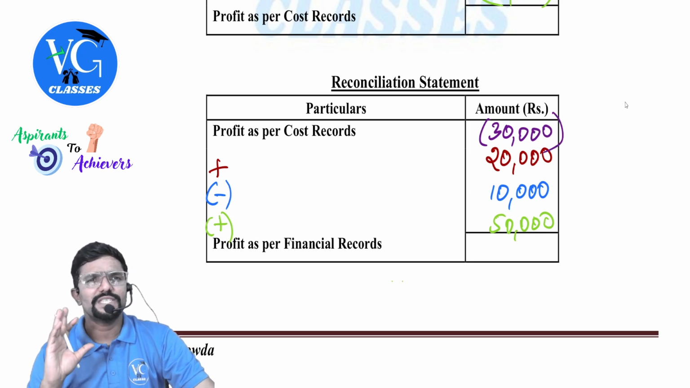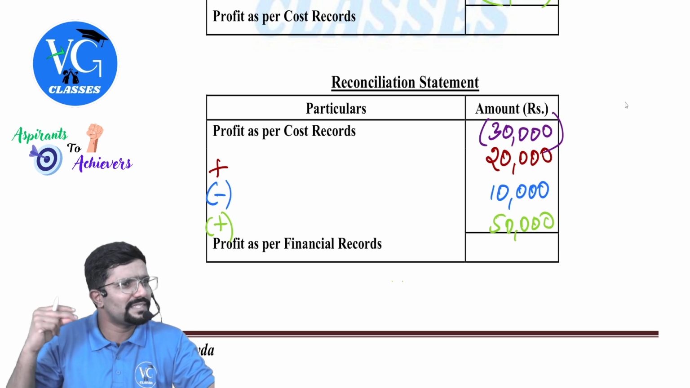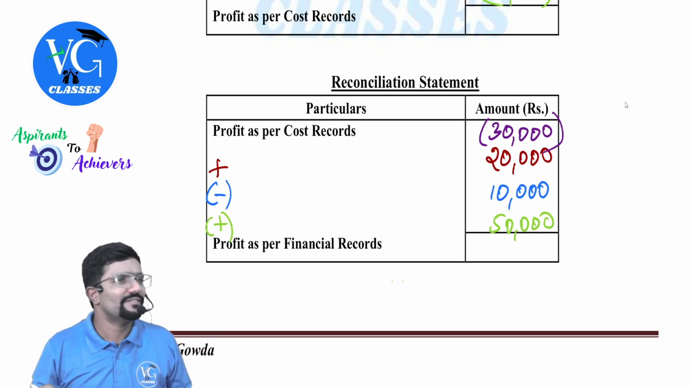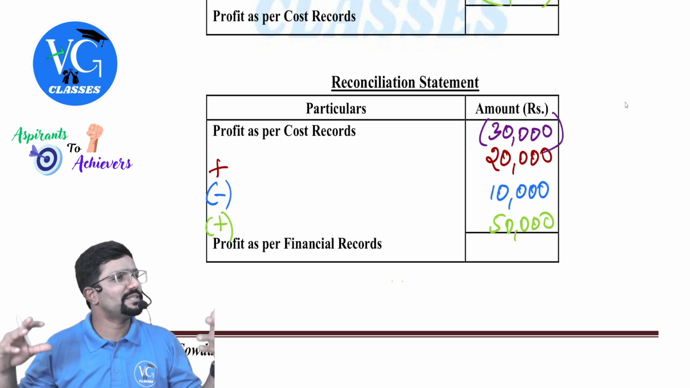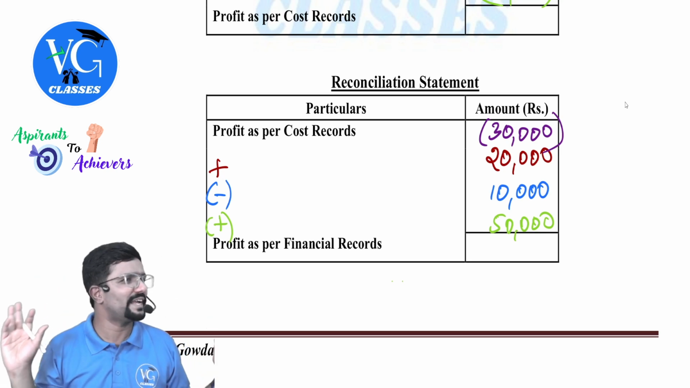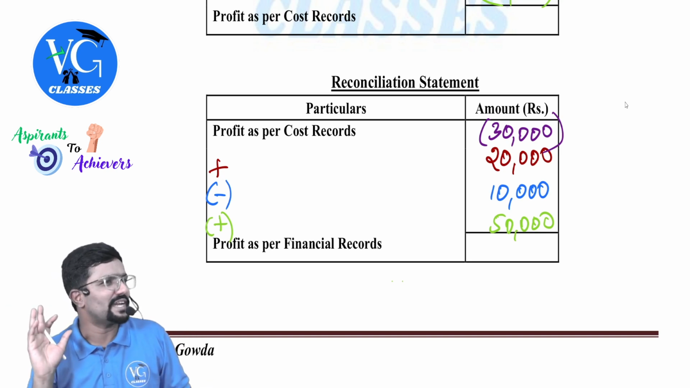Is that clear? So each and every adjustment I have tried to cover. I have not named them. I have just named them as expenses or income. In the question they will name it. We will take factory overhead under-absorbed, administrative overhead over-absorbed, that is recorded, this is not recorded. All that we will take care of. Clear? If you understand the concept, any adjustment we can take care of.